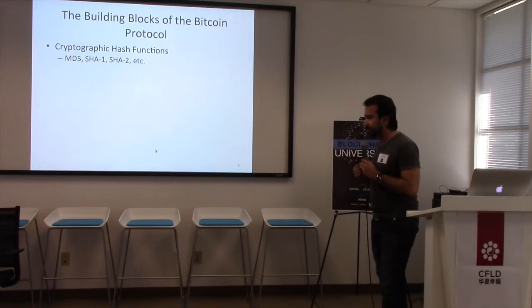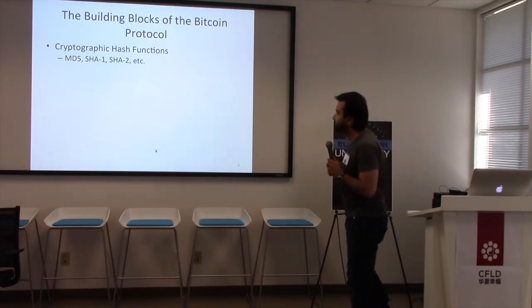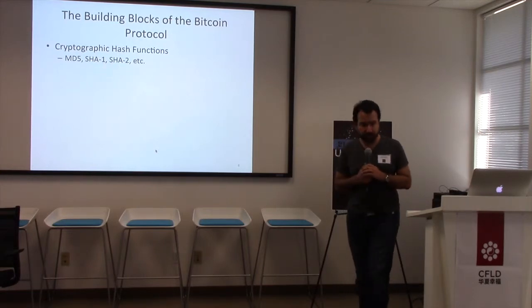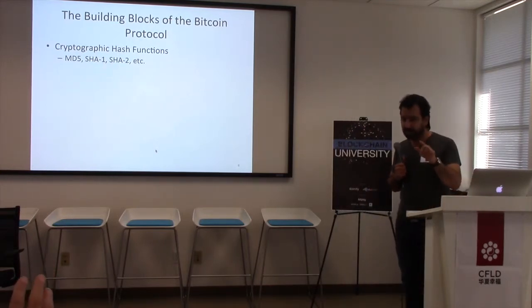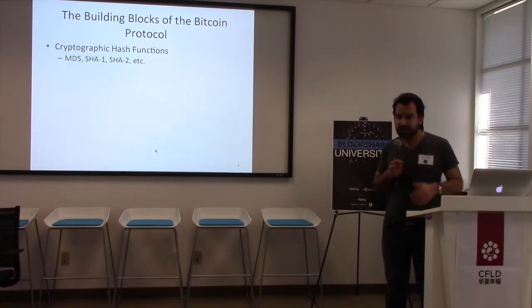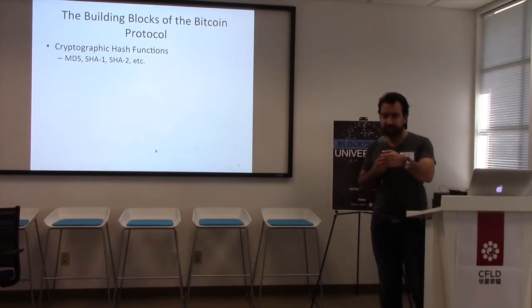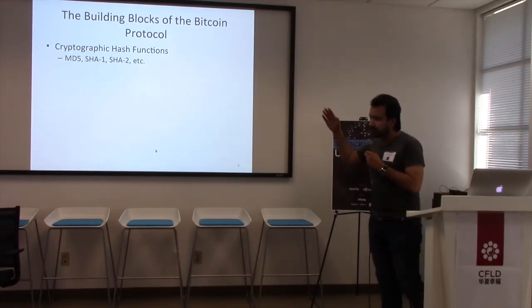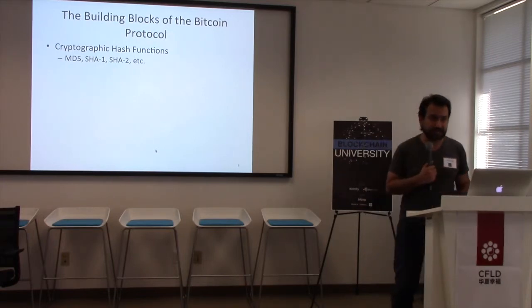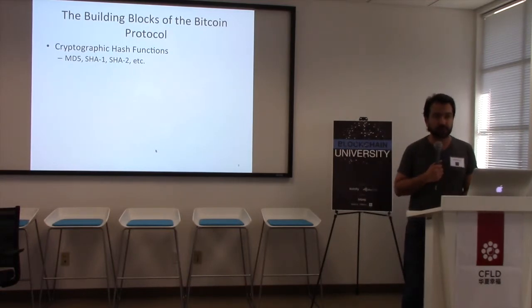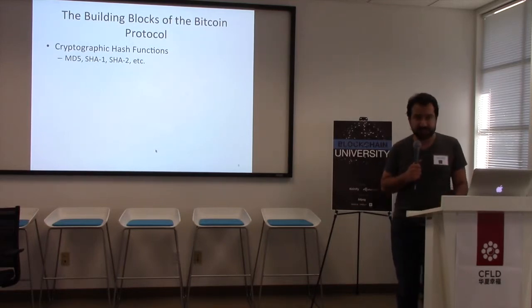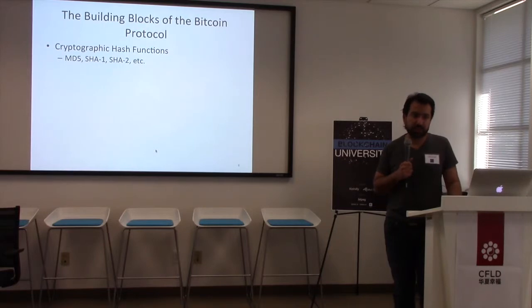Number one, cryptographic hash functions. These are the modern day cryptography workhorses. Without them, cryptography, as we know it, probably wouldn't exist. There are some different families of cryptographic hash functions, MD5, SHA-1, SHA-2, and so on. We're going to talk about what these are in a bit, but just know that this is a crucial part of the Bitcoin protocol. Without it, the protocol falls apart.